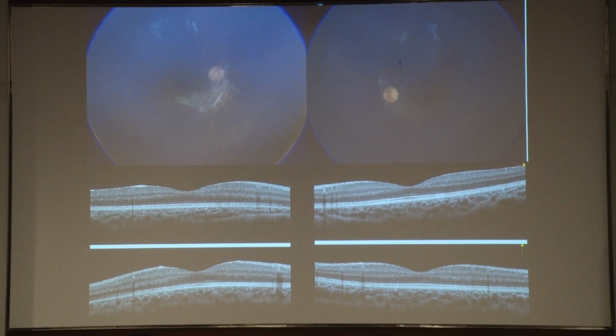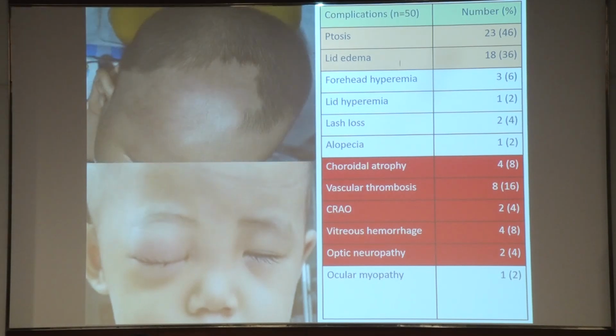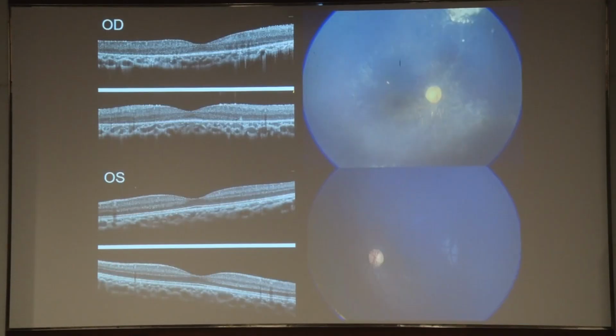And as you can see, a peripheral tumor in the same eye, where even at the macula, vision salvage is also done. Not always. It is also associated with bad vision-threatening complications, choroidal atrophy, vascular thrombosis, as I've mentioned, hyperemia, ptosis. These are common and resolve. Well, alopecia, does it happen only with systemic chemotherapy? I do have a few patients in my series where alopecia has happened unilaterally in the area of intra-arterial chemotherapy.